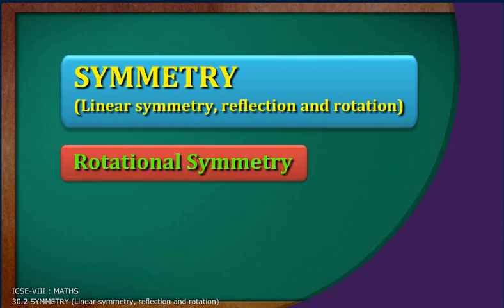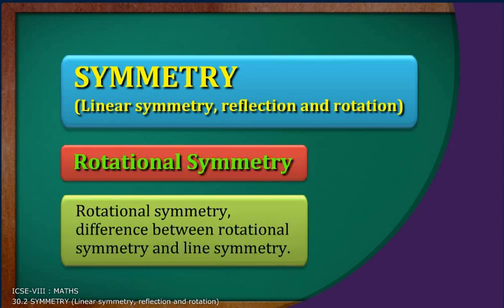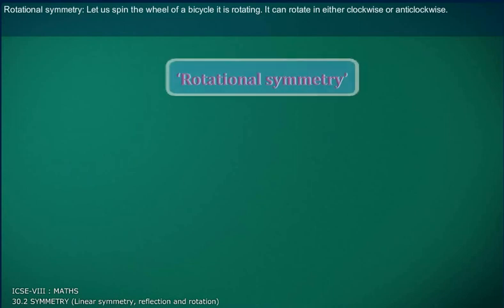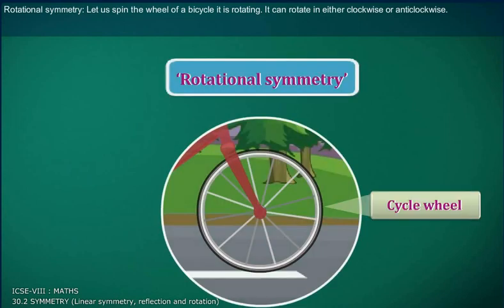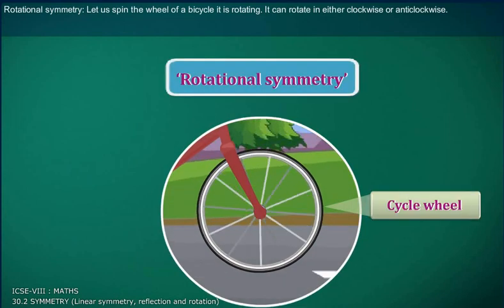Symmetry. Rotational symmetry. Difference between rotational symmetry and line symmetry. First, rotational symmetry. Let us spin the wheel of a bicycle.